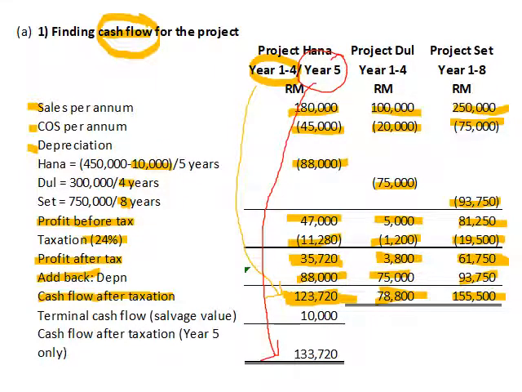So I hope that's clear. Our objective is to find the cash flow of the project. So the cash flow has to be taken after tax. That's why you have to deduct tax first. Before getting this after tax, you have to deduct depreciation and then you have to add it back. That's how we do it. Okay, next one.